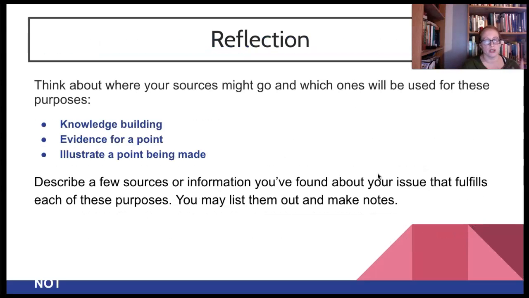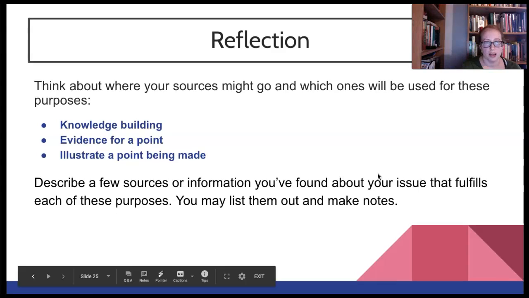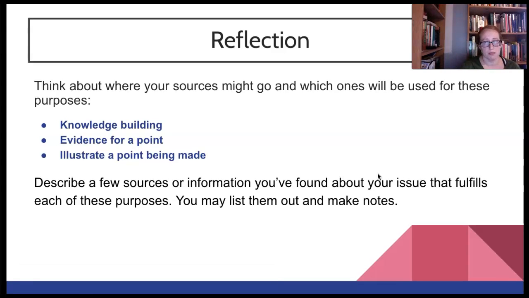So here's a quick reflection you're going to do. This is pretty short. I'd like you to do this in your notebook. You might go ahead and put some of these ideas directly into your draft, and that's okay too. You could just make a note in your notebook that you did that, so I can go see it. But I want you to think about a few sources of information that you found that fulfill each of these purposes. So list out knowledge building, evidence, illustration, and think about some primary, secondary, and maybe even tertiary sources that you can list and categorize.